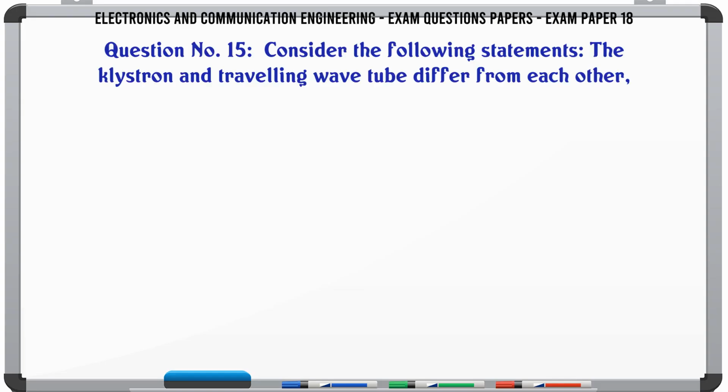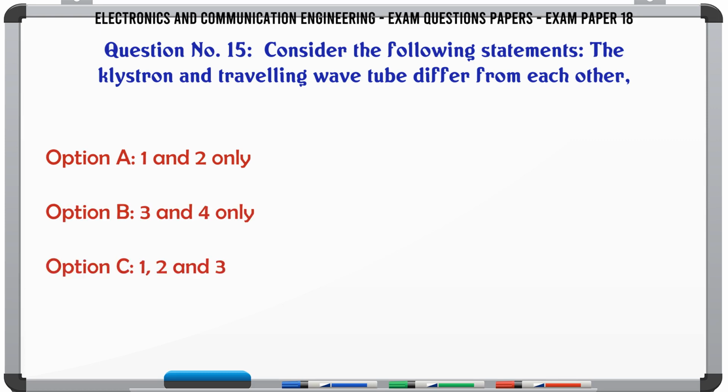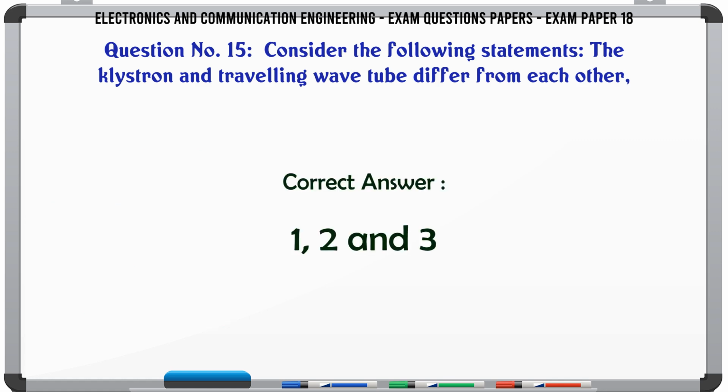Consider the following statements: the klystron and traveling wave tube differ from each other. A. 1 and 2 only. B. 3 and 4 only. C. 1, 2 and 3. D. 2, 3 and 4. The correct answer is 1, 2 and 3.